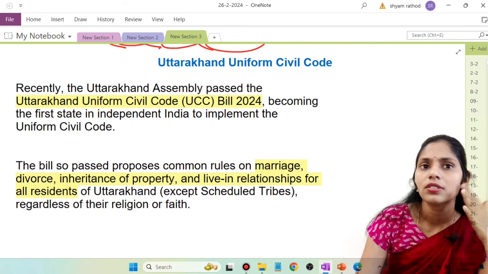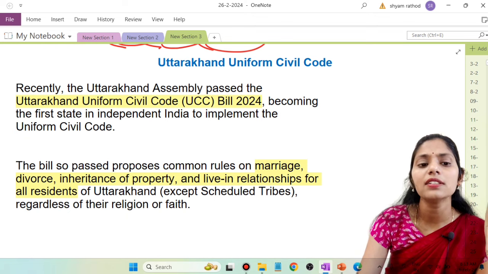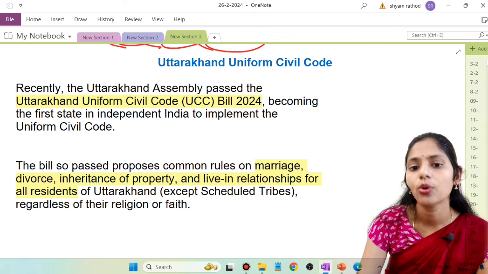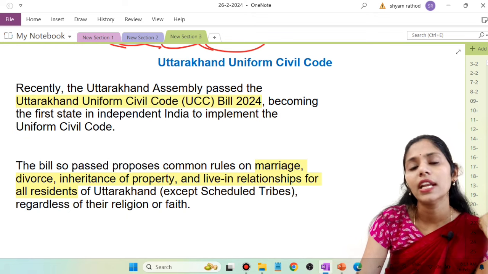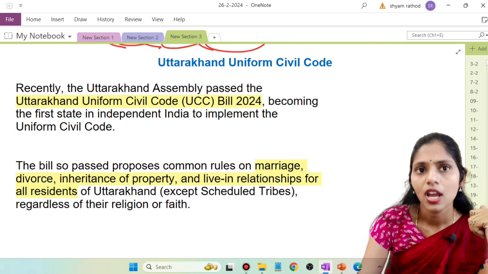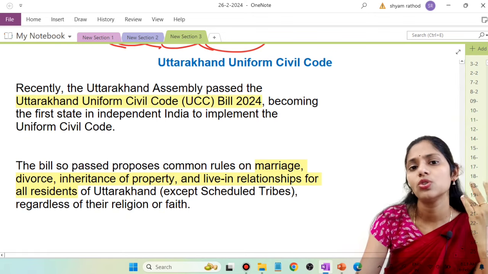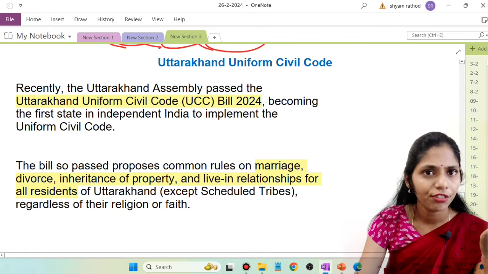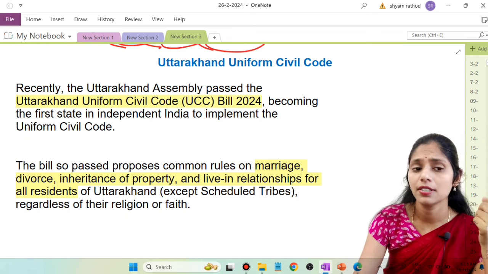So why is it in news? Recently, the Uttarakhand Assembly passed the Uttarakhand Uniform Civil Code Bill 2024, and it is the first state in independent India which passed this bill so far. Goa already had this, but it came up with the UCC before independence. So after independence, Uttarakhand is the first state.